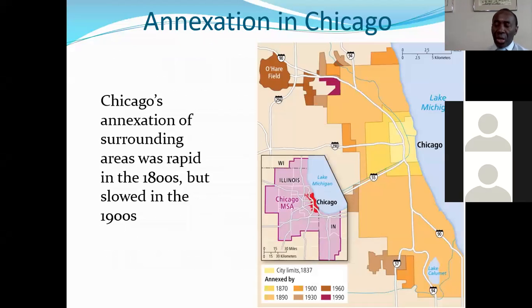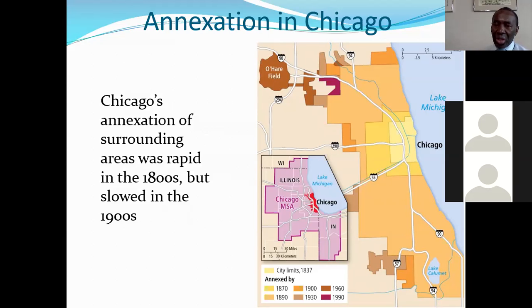This is annexation in Chicago. What do we see here? This was Chicago in 1837. Then by 1870, this area was annexed, legally joined to Chicago proper. Then by 1890, all of this area was annexed to Chicago. Then by 1960, a few other places like this one and O'Hare Airport were annexed, joined, became legal land of the city of Chicago.